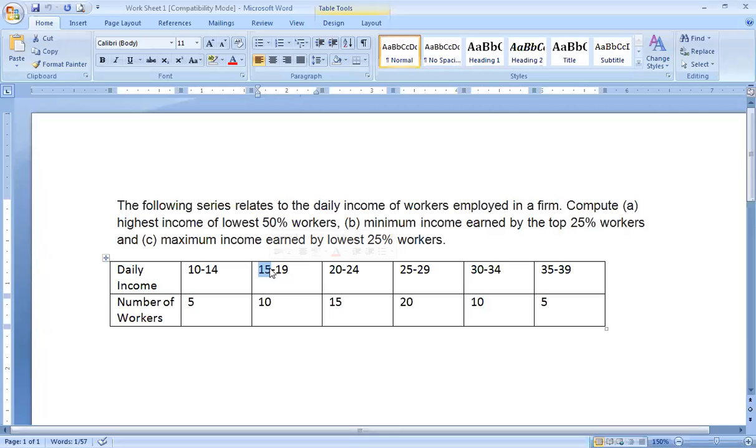So we need to do this first step. In this question we need to make this inclusive method an exclusive method, and later you can follow these steps and calculate what our median is, what our n by 4 is, and what our 3n by 4 is. Okay, so with this I will wind up.